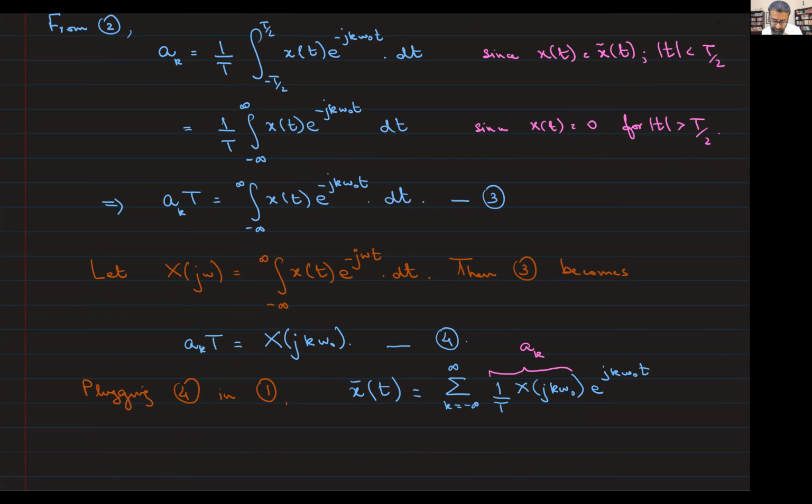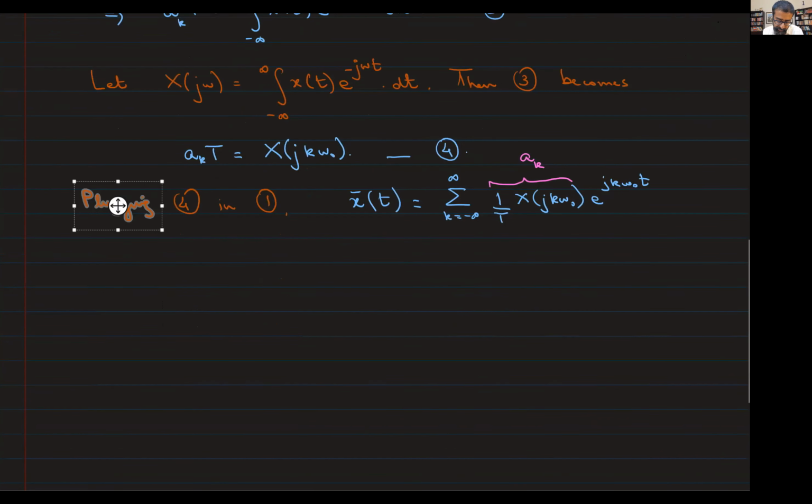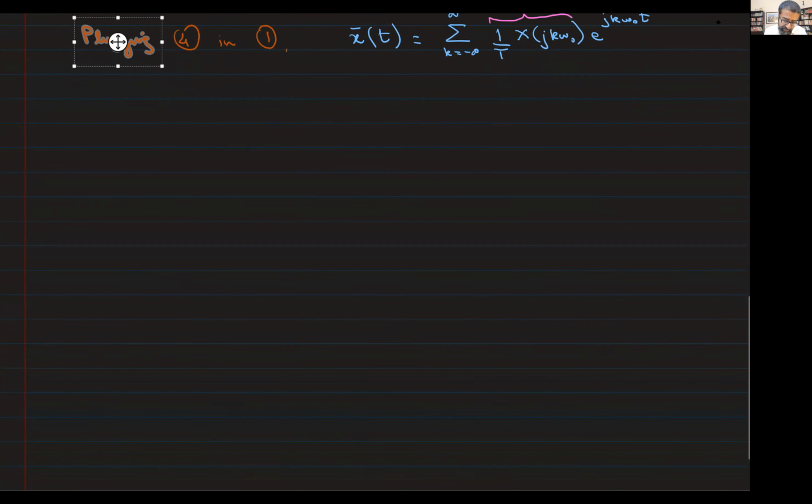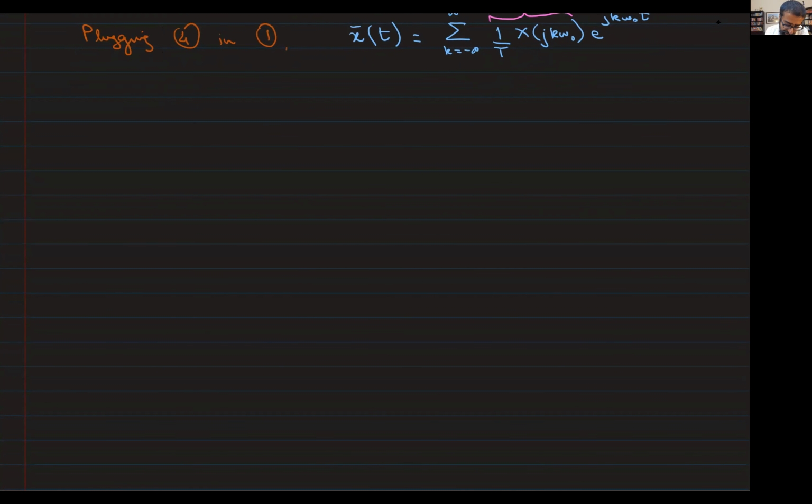Let me write this down clearly. x tilde of t is equal to the summation k going from minus infinity to plus infinity of 1 upon T X of j k omega naught e raised to the power j k omega naught t. Just a different way of writing that Fourier series. All we're dealing with is the Fourier series for now.